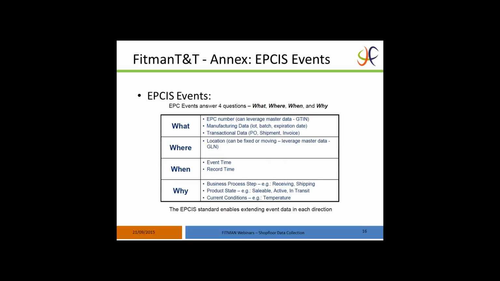So regarding the events, we can say that they can answer the questions what, where, when, and why. When we talk about what, it is in reference to the EPC number. We can know exactly which product it is. Where, with this information, we can know the location, which in this case can be fixed or moving. Also we can know at which moment this event was produced, and we can know exactly why this event was produced. All of this information is stored in each of the events produced by the RFID readers.